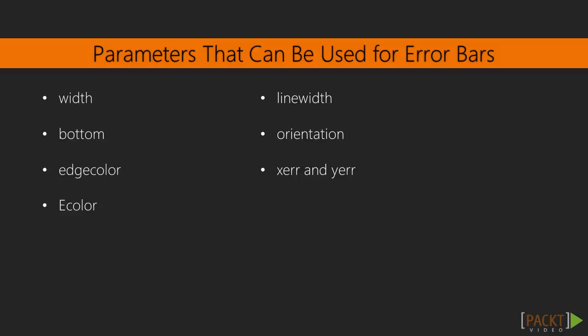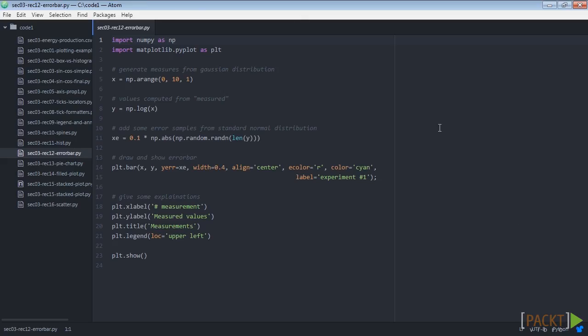Orientation. This has two values, vertical and horizontal. X error and Y error. These are used to generate error bars on the bar chart. Some optional arguments like color, edge color, line width, X error and Y error can be single values or sequences with the same length as the number of bars. Let's illustrate this using an example.